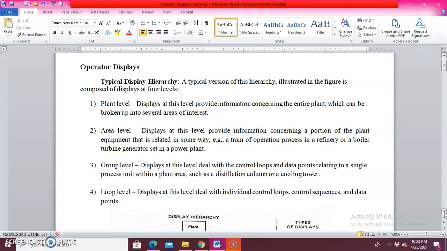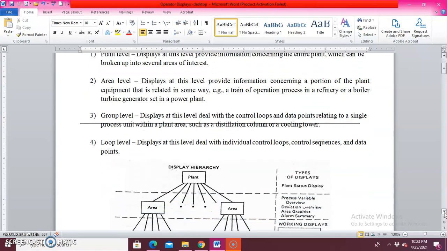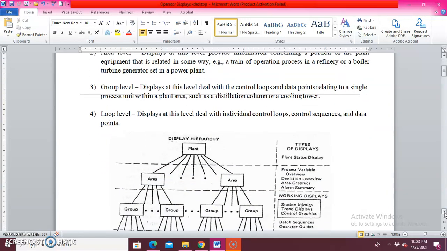The next one is the group level. Group level displays at this level deal with the control groups. Wherever you have control groups along with the data points related to a process unit within the plant, that is what the group level is. For example, a distillation column or a cooling tower.